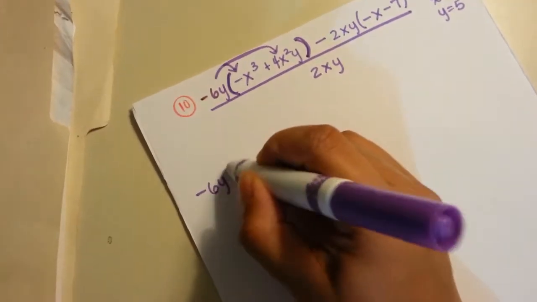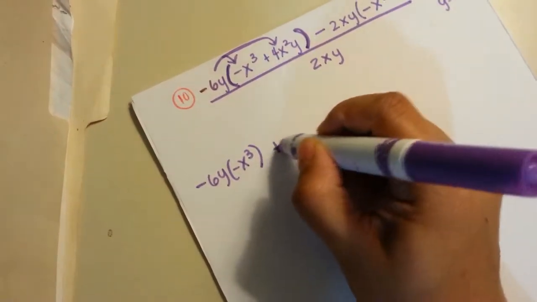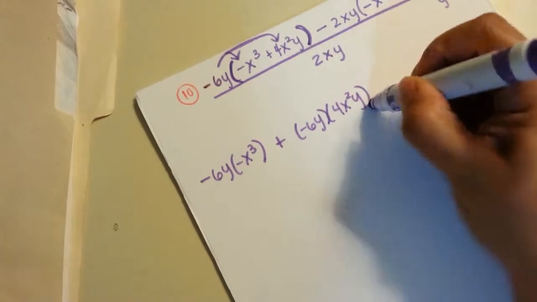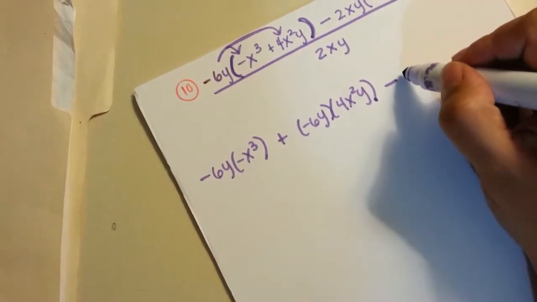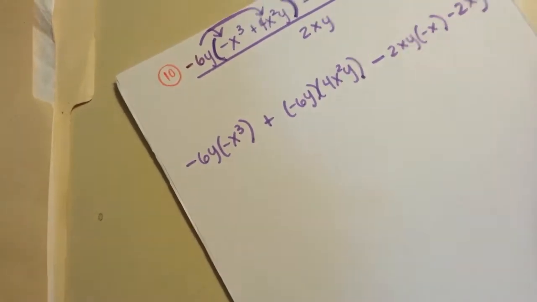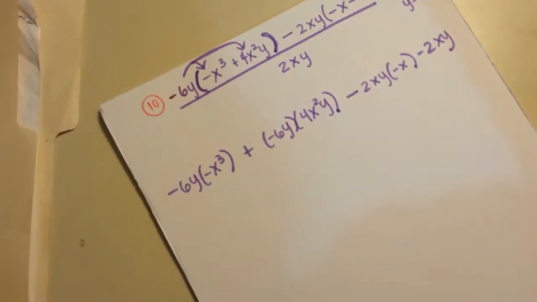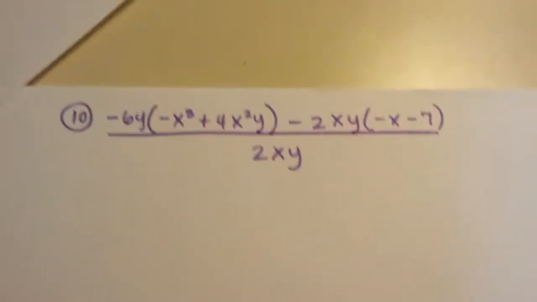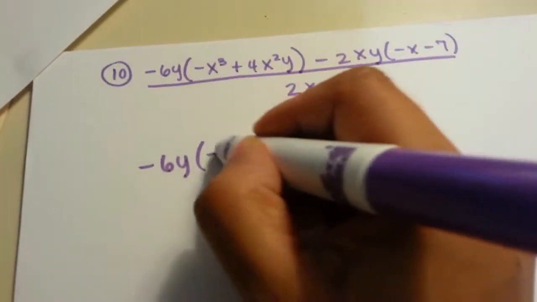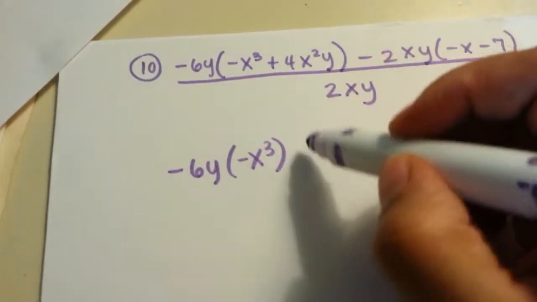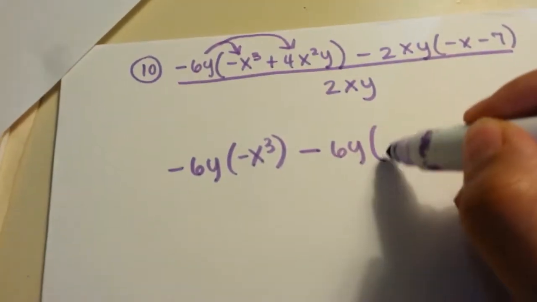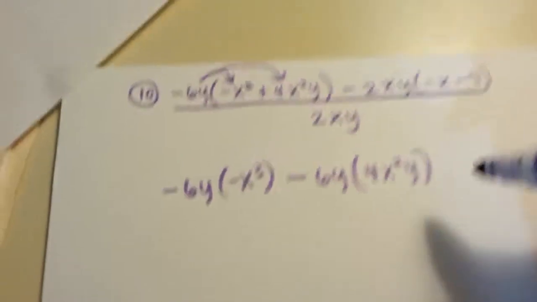So you get negative 6y times negative x to the third plus negative 6y times 4x squared y minus 2xy times negative x minus 2xy. Oh man, it doesn't fit. Hold on one second. Alright, I wrote it sideways this time so that it would fit. What we have is negative 6y times negative x to the third. Right? First we distribute here and then we distribute this, and then minus 6y times 4x squared y.